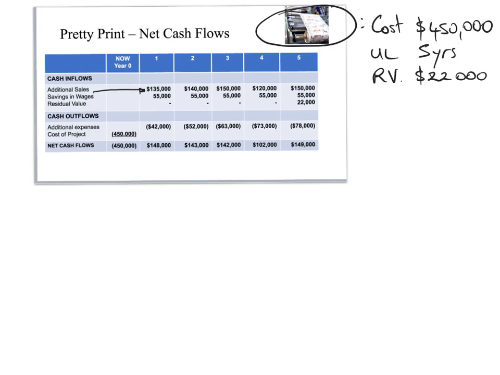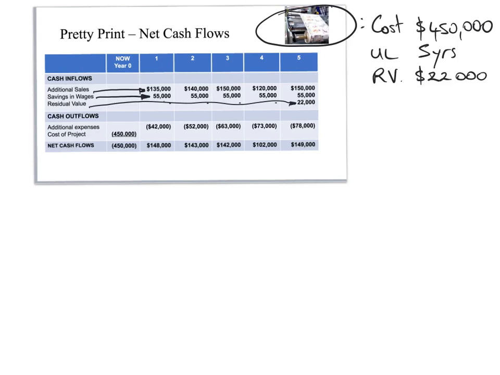We also find that if we do buy this new machine, we're not going to have to employ one of the guys or a couple of the guys because the machine is more efficient. So we're going to be saving $55,000 a year in wages. And that's considered to be an inflow, so it's a saving in an expense. And then in year 5, when we sell the asset, we expect to generate $22,000.